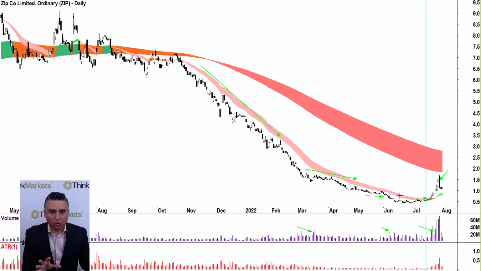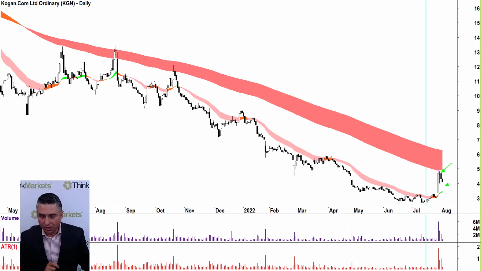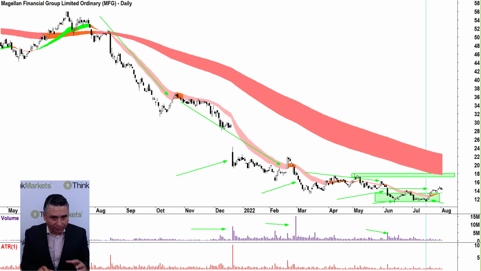I do believe both of them have turned the corner, so I don't think either of these are going to go back and test those lows again. They may test them, but I don't think either of those are going to break their lows again. I think they have turned the corner. But MFG, whilst it might have, we haven't seen that convincing demand side response just yet to suggest that it's completely out of the woods.